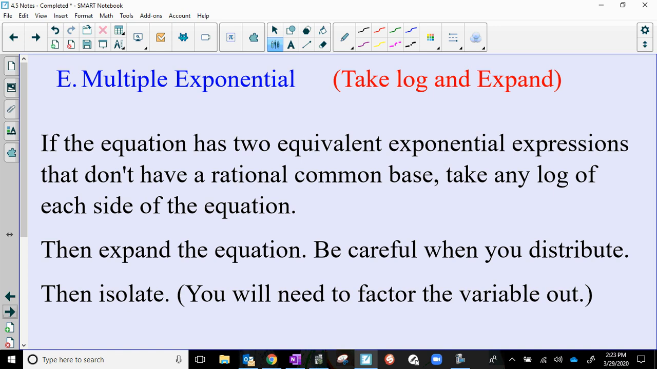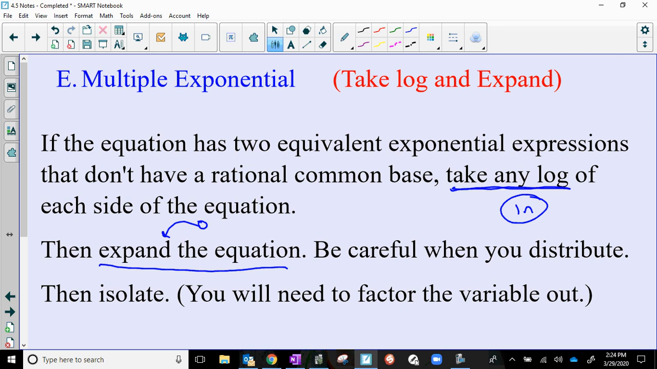So in this case, what you're going to do is take any log. Me personally, I just take the natural log, or you can take the common log. If you do that, then you don't have to worry about doing change of base at the end of it. But you could do log base 7, log base 2. I don't really care. It won't matter. Once you take the log to the side, you're going to expand the equation. And the expansion rule you're going to use, you take whatever power you have and drop it in front of your log. Then you're going to isolate.